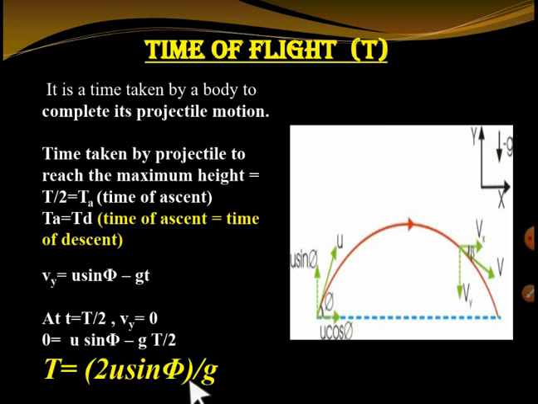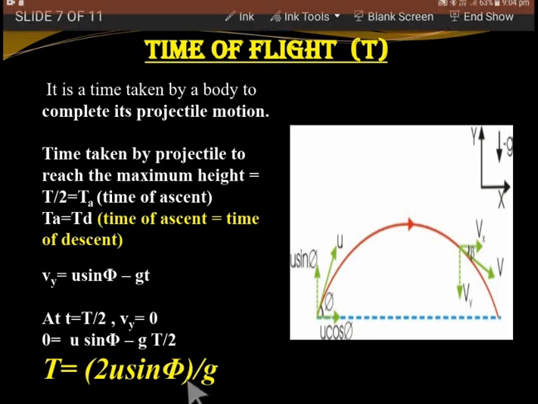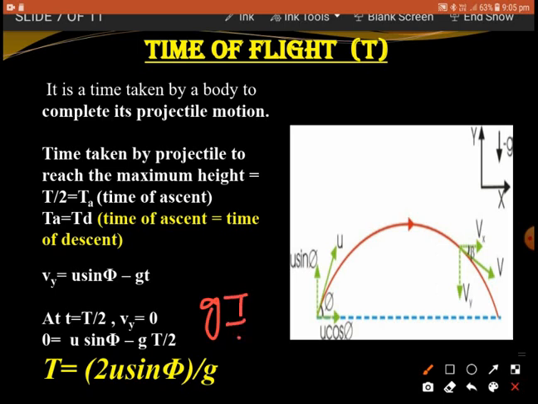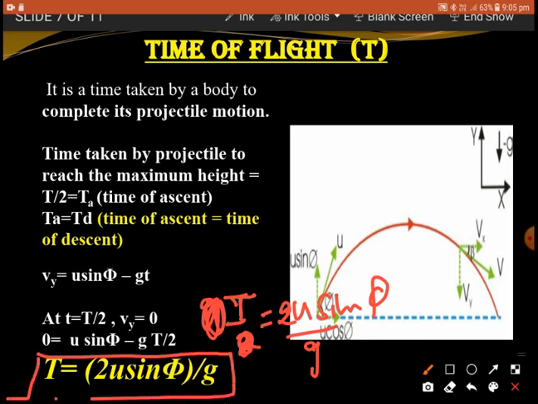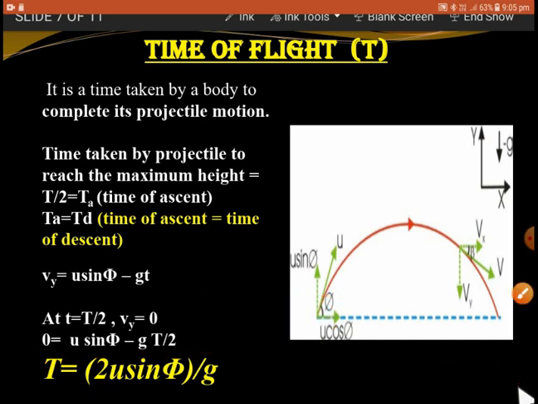It is a very simple equation. If you transfer it, g t divided by 2 will be equal to u sine phi. So if you want to find this t, then 2 will go to this side and g will be in the denominator. So your t will be equal to twice u sine phi divided by g. This is the expression of the time of flight for the projectile fired at an angle with the horizontal.